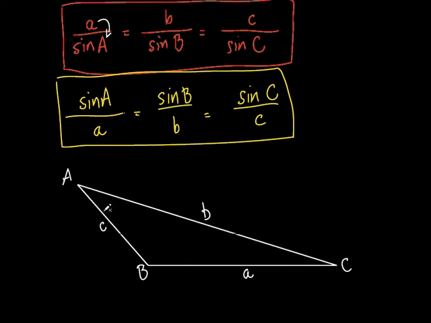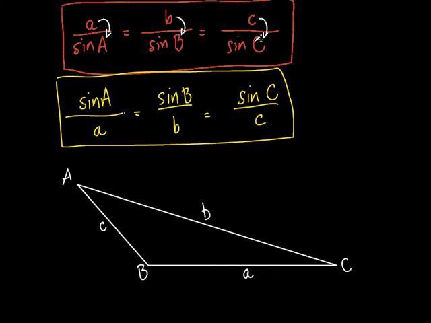So the lowercase letters are for the lengths of the sides. The uppercase letters, the capital letters, are for the angles. So this side B right here is the side that's opposite this angle B. Make sense? And this side C, obviously, is opposite angle C. So that's pretty important to understand about what we're going to do here.